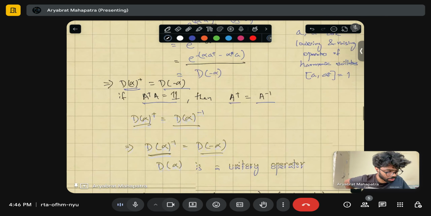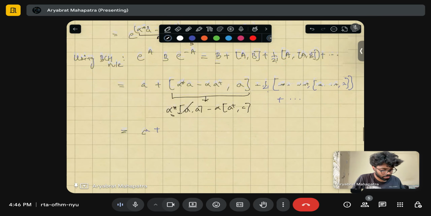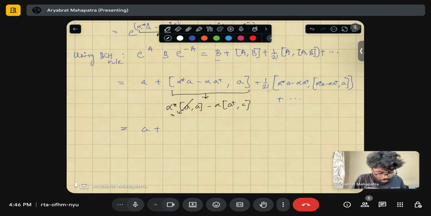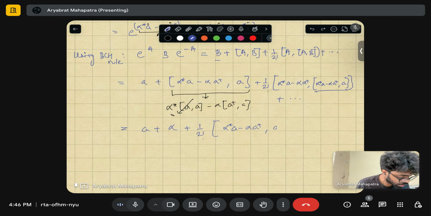So in the quantum harmonic oscillator, we know that the commutator of A and A dagger is 1, so that means here it will be minus 1, so you have plus alpha. So from here you get plus alpha, then you have plus 1 over 2 factorial, and here you see the first term right here, alpha star A minus alpha A dagger. Then this commutator is the same as what we saw right here.